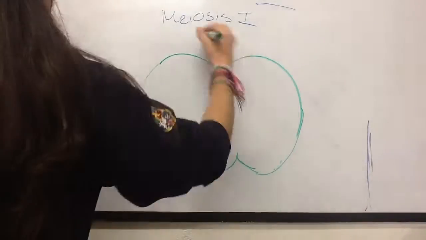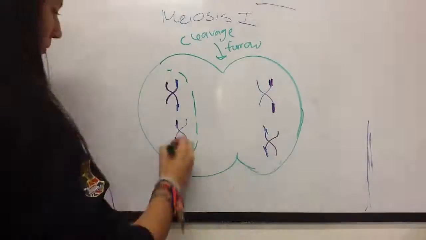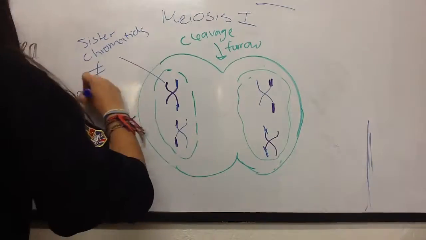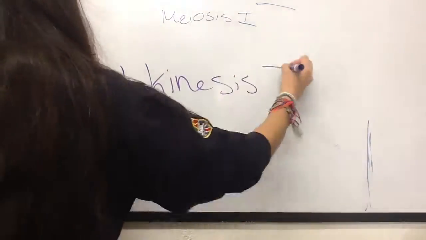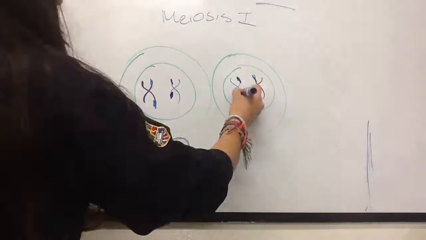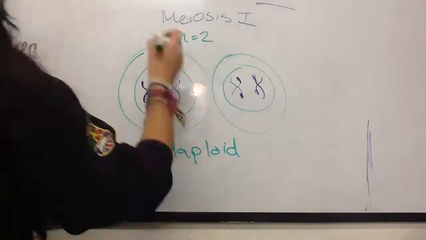Telophase 1. Chromosomes uncoil, and a cleavage furrow is formed between cells. Cytokinesis. A cell membrane forms around new haploid cells.